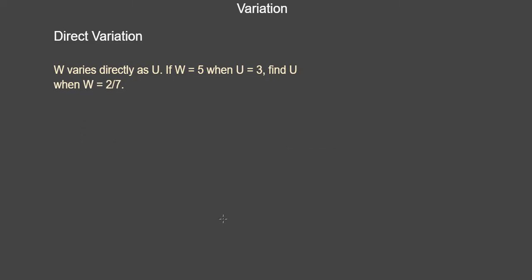So let's recap what we have. W varies directly as U. To show something varies directly, just say W varies as U. There's nothing else. Then to turn this into a formula, you just add a constant, right? In this case, K is the constant. And once you multiply by a constant, it becomes a formula. Now, the question is, we should find the value of U when W is 2/7.